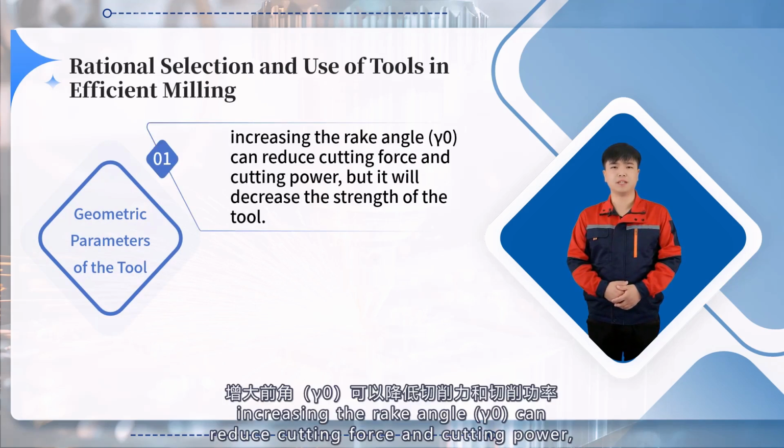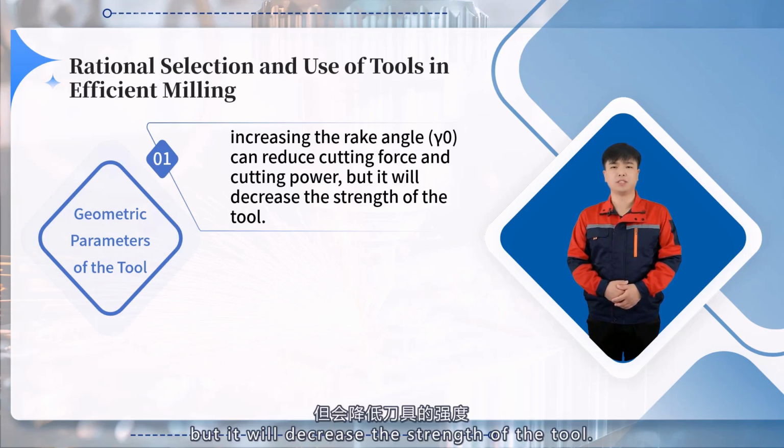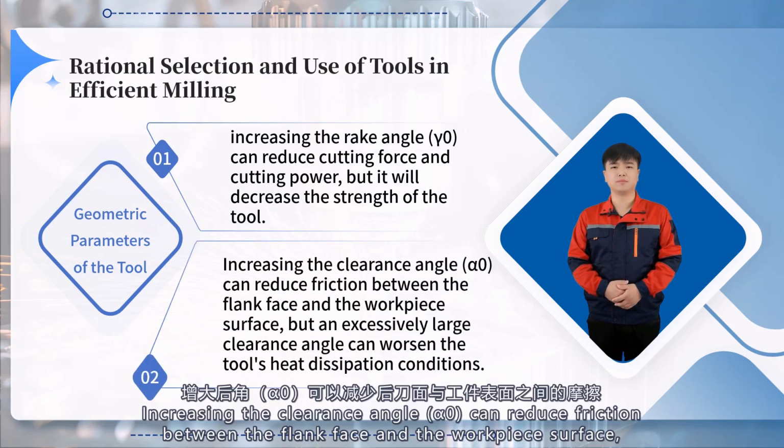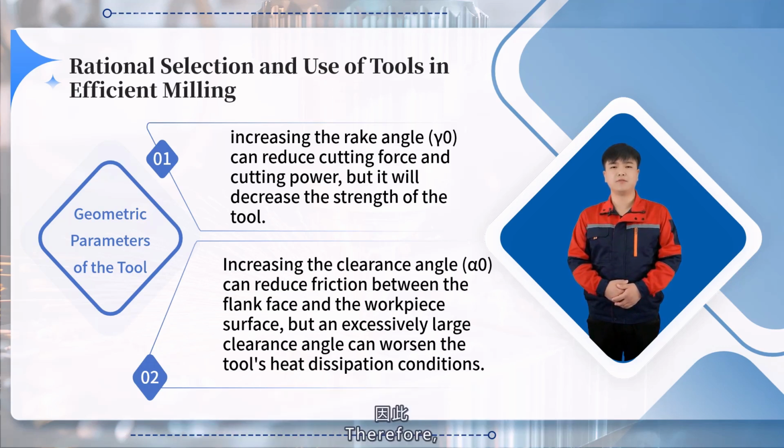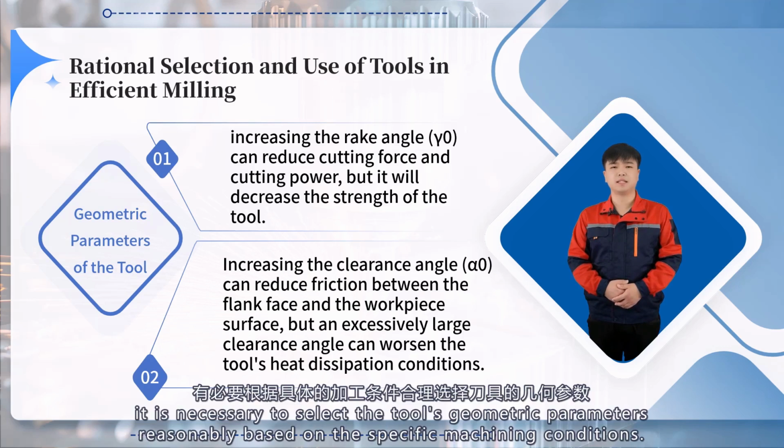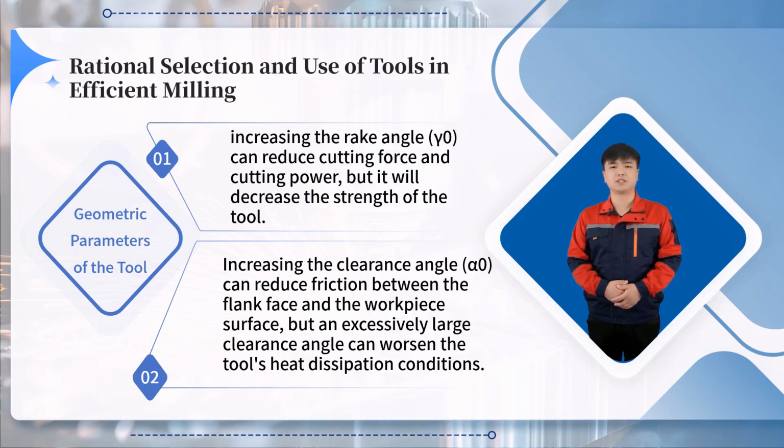For example, increasing the rake angle, gamma 0, can reduce cutting force and cutting power, but it will decrease the strength of the tool. Increasing the clearance angle, alpha 0, can reduce friction between the flank face and the workpiece surface, but an excessively large clearance angle can worsen the tool's heat dissipation conditions. Therefore, it is necessary to select the tool's geometric parameters reasonably based on the specific machining conditions.